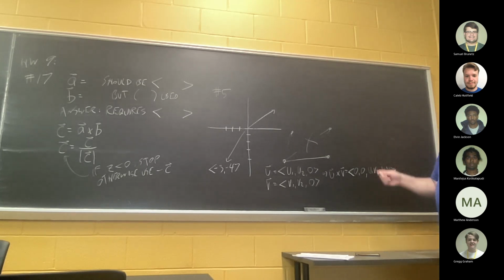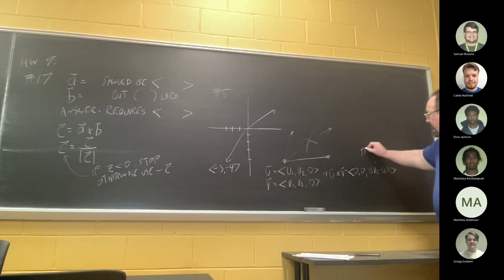And now, since this is a problem for area of a parallelogram, you're supposed to take the magnitude of that, but that's just taking the absolute value of that.